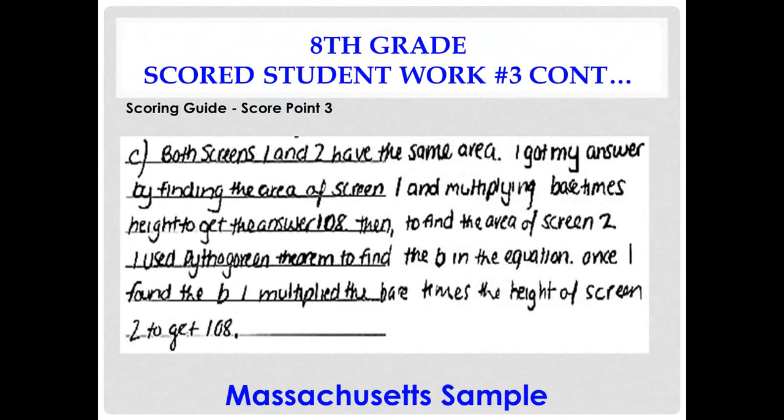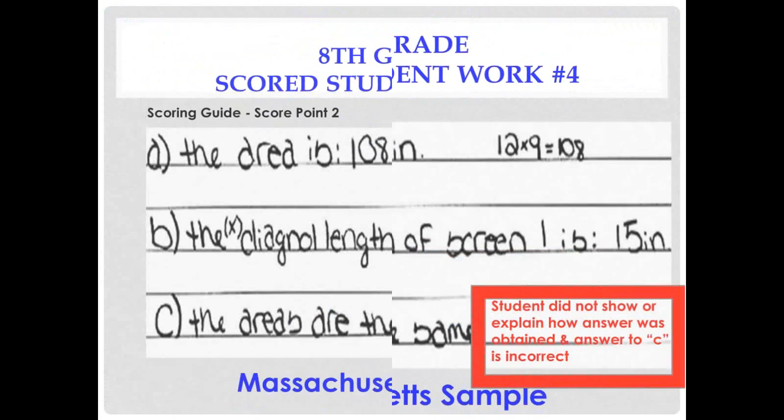They multiplied base times height to get the answer 108. Then to find the area of screen 2, I used Pythagorean theorem to find the B in the equation. Once I found the B, I multiplied the base times the height of the screen 2 to get 108. But made some calculation mistakes somewhere in that.